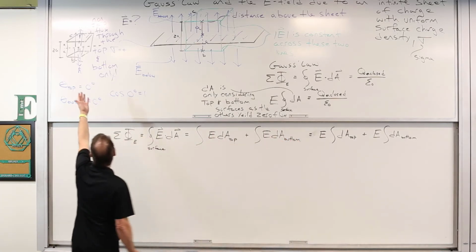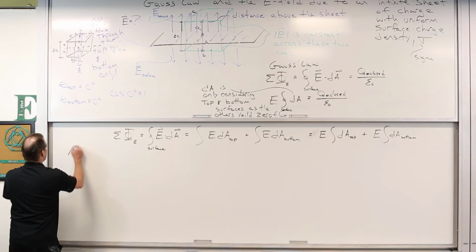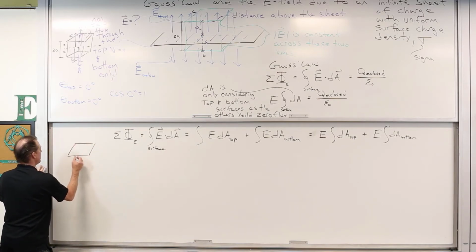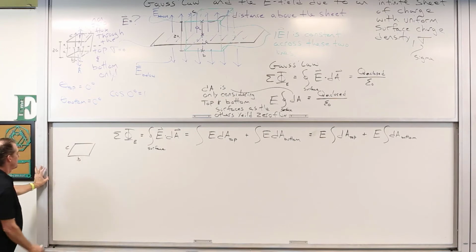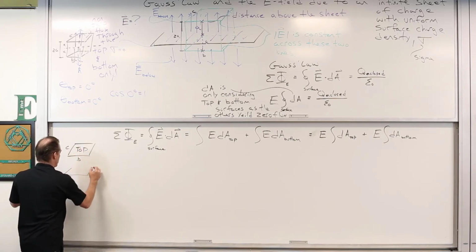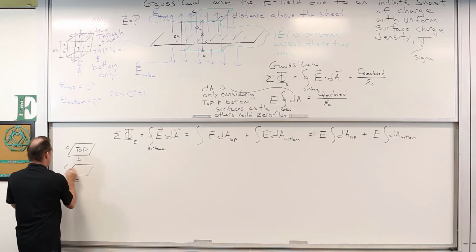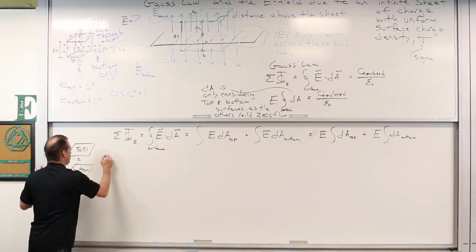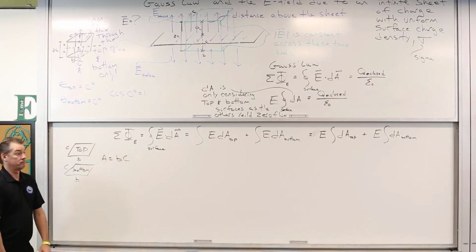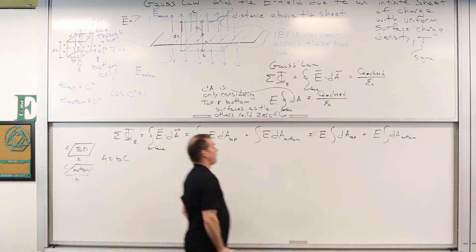Well, look at this. The area of the top, we've got this surface. What do we have? This is B by C. That's it. We've got the same thing for the bottom. B by C. So what's the area? B times C for the top or the bottom.